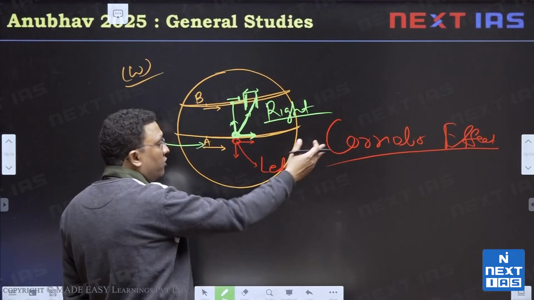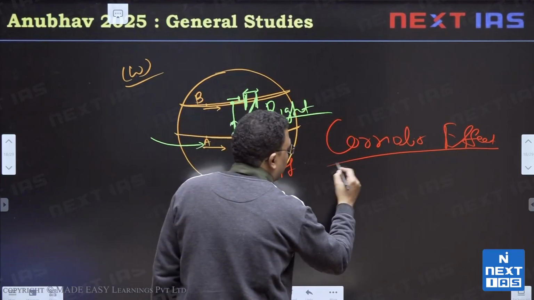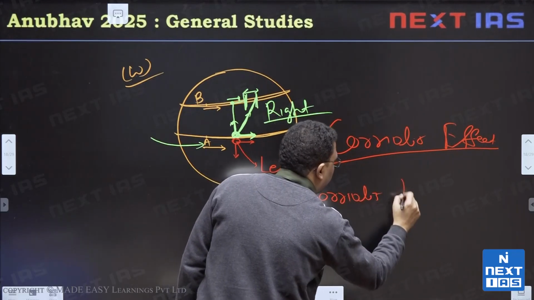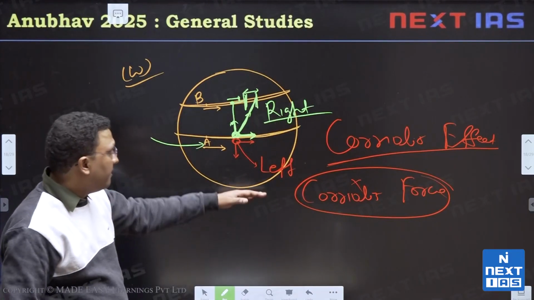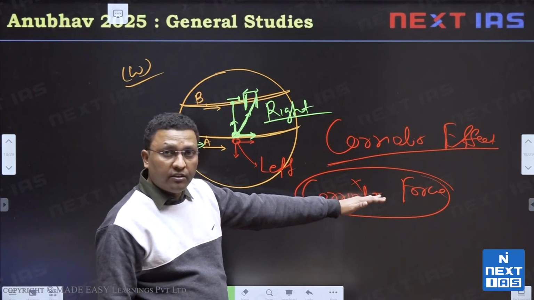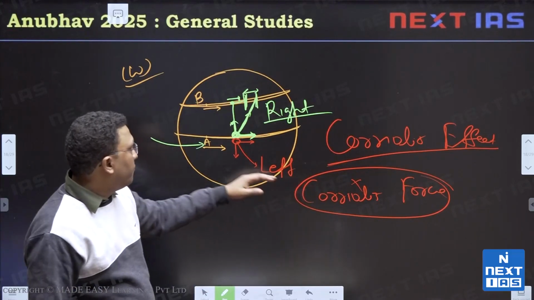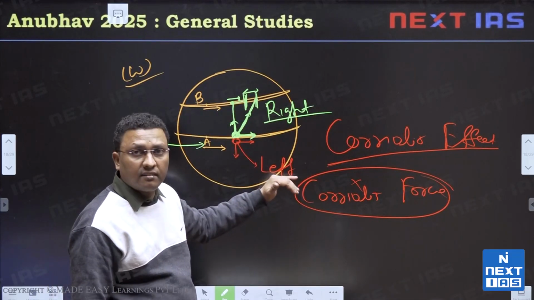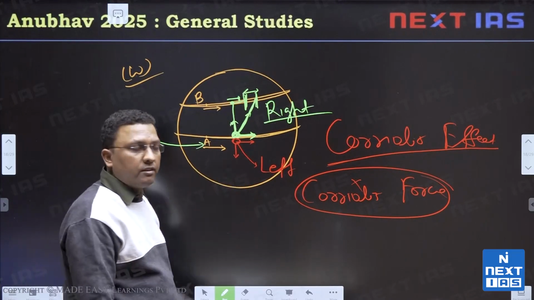So in order to account for this effect, Coriolis effect, scientists have devised a pseudo force that is called Coriolis force. This is not a real force, this is an imaginary force, right? So in order to account for this Coriolis effect, scientists have devised a force called Coriolis force, which is an imaginary force, right? This imaginary force has the effect of deflecting towards right in the northern hemisphere and towards the left in the southern hemisphere, and all these are happening because of earth rotation from west to east.